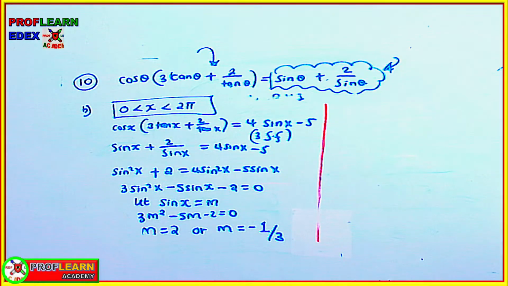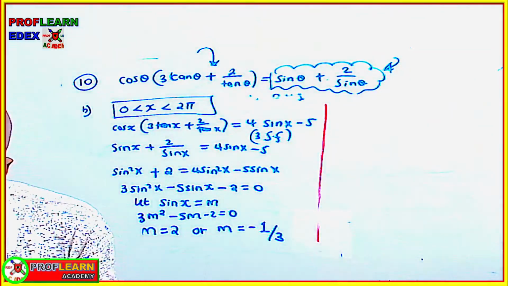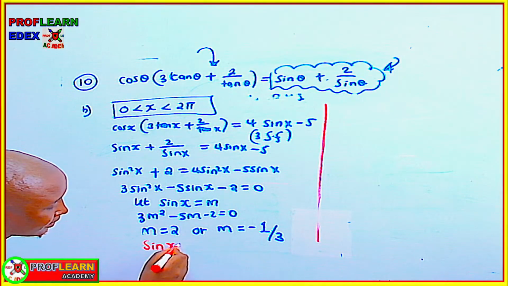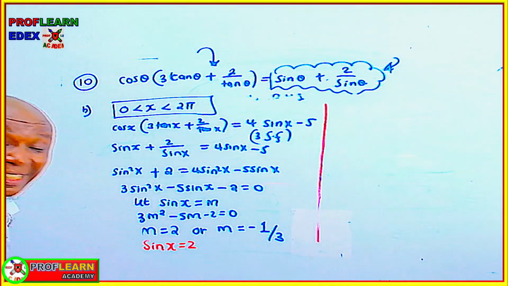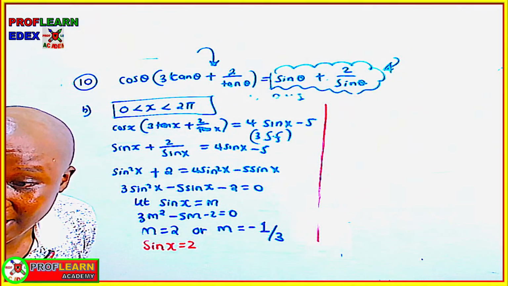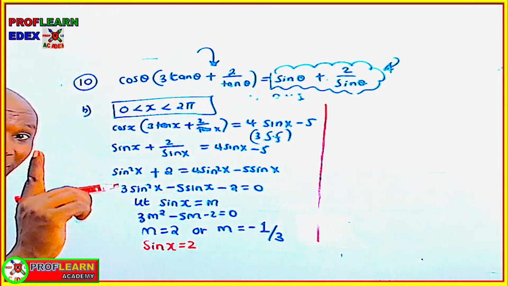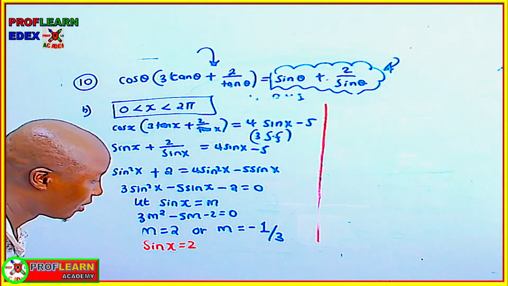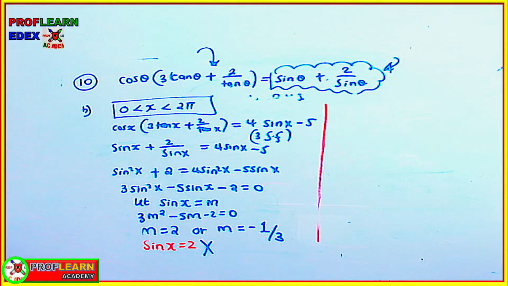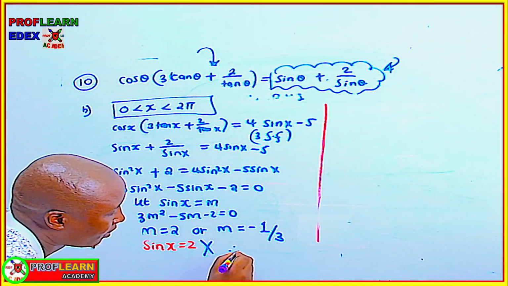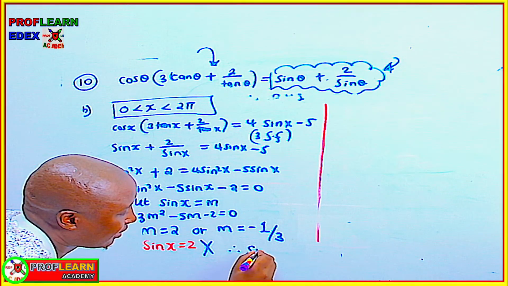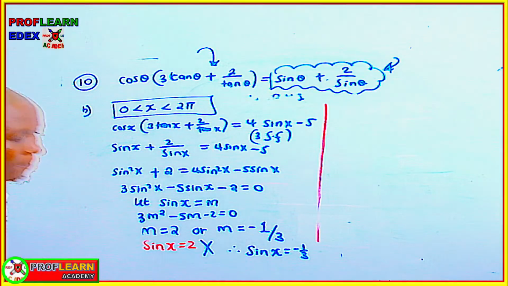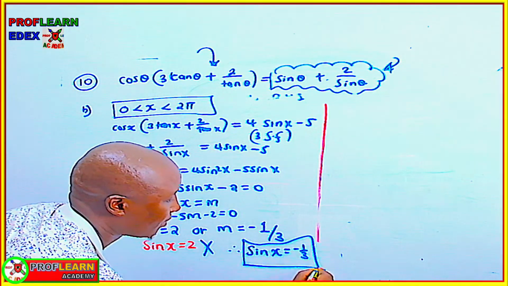Now, if m is 2, it means we are saying sine x is 2. How? That cannot be true, because the range for sine is such that the maximum value is 1. So this one is not going to work out. We are going to ignore this value. We shall say therefore that sine x is equal to negative a third. That's the only part that we are going to take in this case.